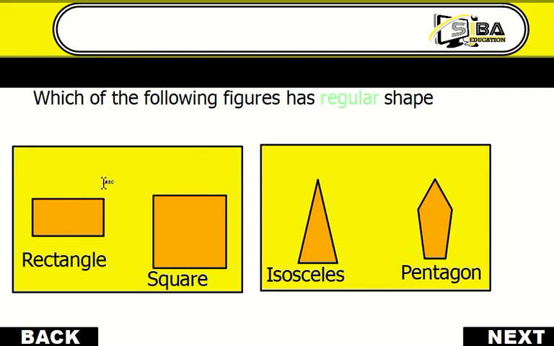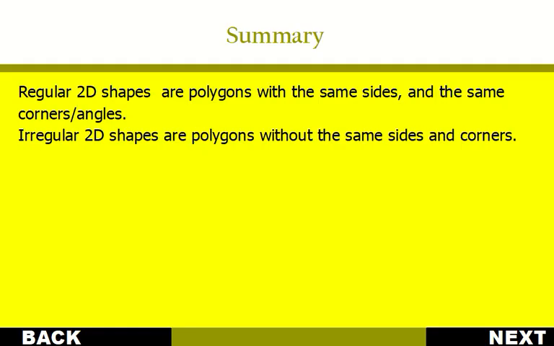Comparing the 4, which one is the regular one? Is it the rectangle? Is it the isosceles triangle? Is it the pentagon? Or the square? From what you have learned, I hope you all said square, and that is correct. It is the square. Very good. Now you know that when the sides are equal, it is a regular polygon. When the sides are not equal, or even if one side is different from the other, we say it is irregular. Very good.